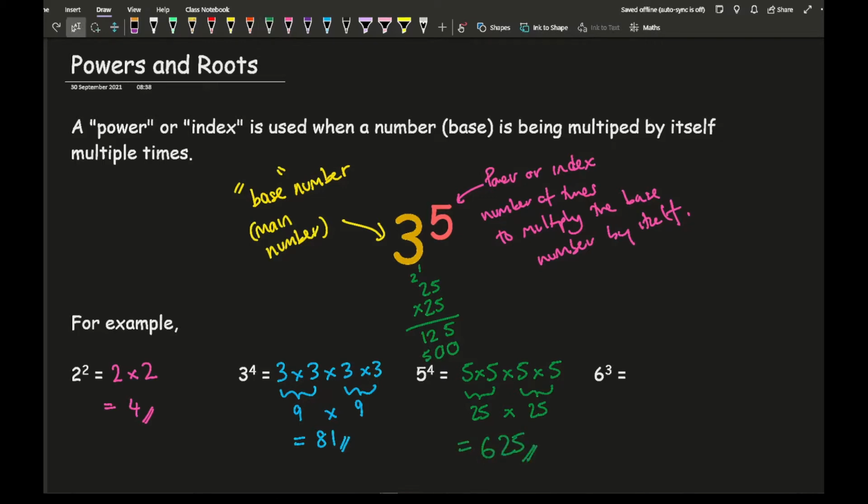625. And then 6 cubed is going to be 6 times 6 times 6. So 6 times 6 is 36, times that by 6. I'm just going to do a little bit of multiplication. So here we've got 6 times 6, which is 36, 6 times 3, which is 18, plus the 3 gives me 21. So the answer there is 216.